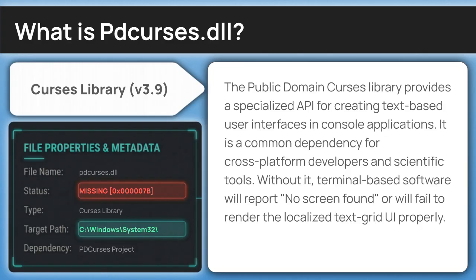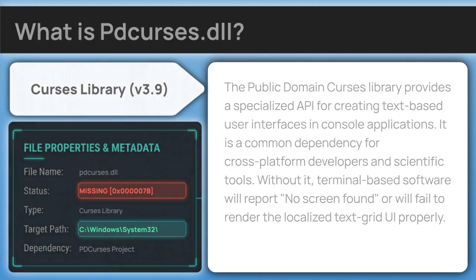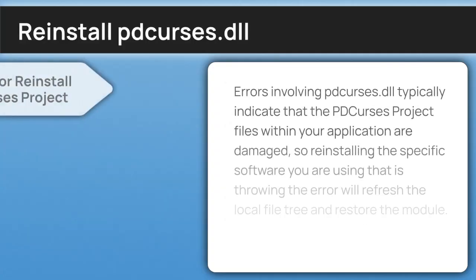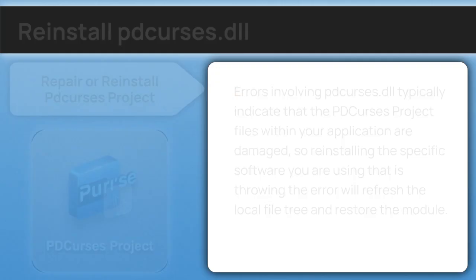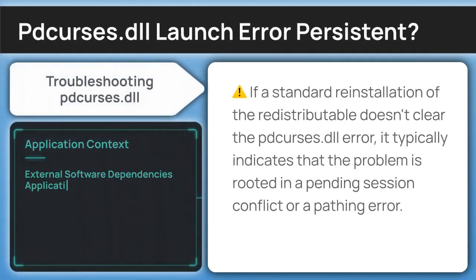Since we've identified what's missing, let's try the official recovery method. Errors involving Public Domain Curses Library DLL typically indicate that the Pdcurses project files within your application are damaged, so reinstalling the specific software you are using that is throwing the error will refresh the local file tree and restore the module. When the primary installation path fails, a more surgical approach to checking your system's environmental variables is required.